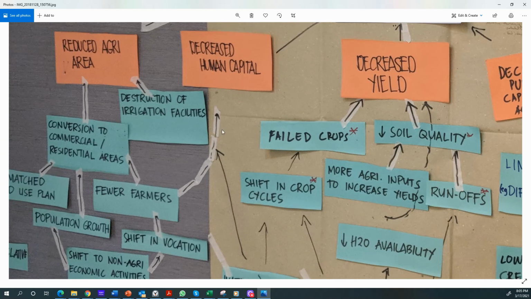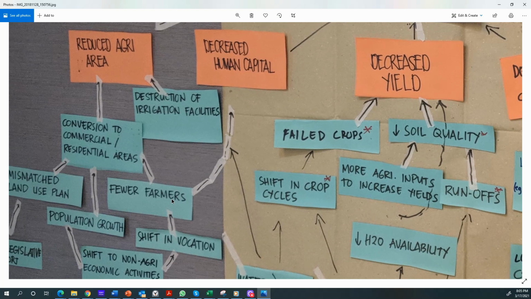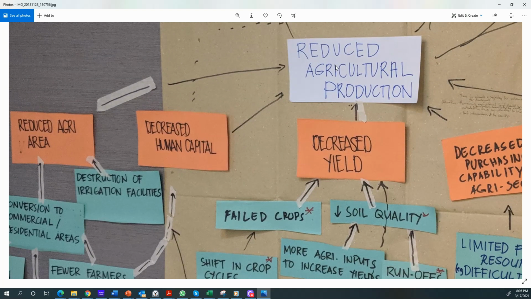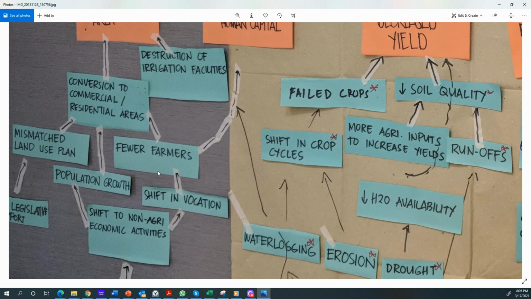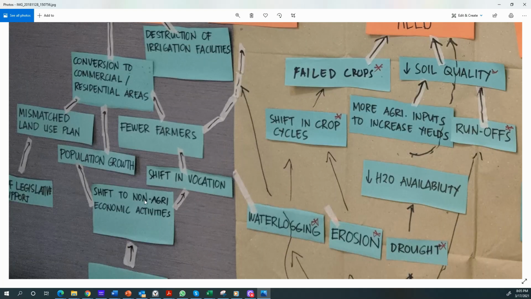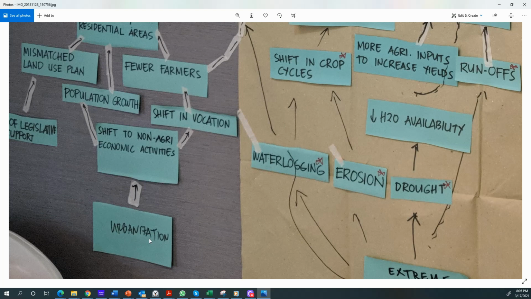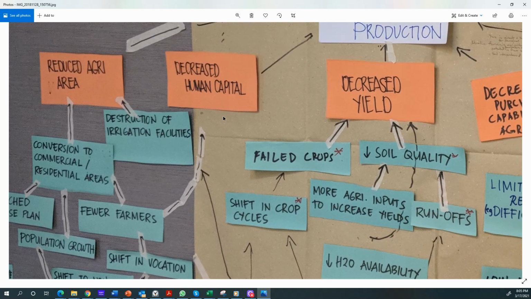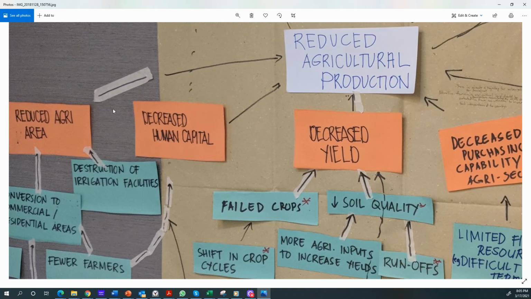Now let's look over here at decreased human capital. Why? Because there are fewer farmers. Well, that makes perfect sense. If you have fewer farmers, you're going to have decreased human capital. If you have decreased human capital, you're likely to have reduced agricultural production. And why do we have fewer farmers? Well, because of a shift in vocation. People are choosing different jobs. There's a shift to non-agricultural economic activities. And why? Because of urbanization. So these are clearly non-climate drivers that are leading to a reduction in agricultural productivity.